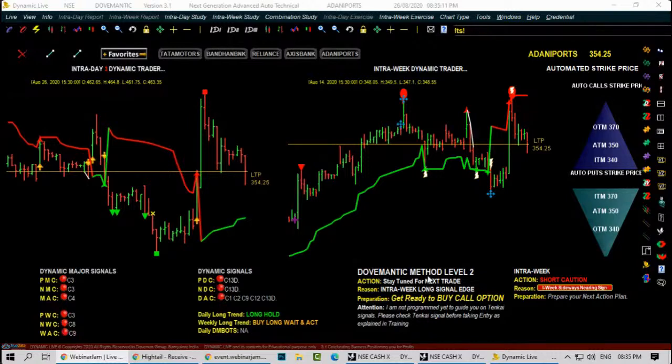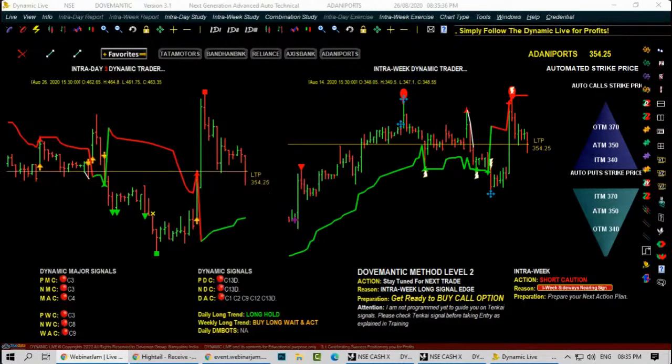So this is Adani Ports. You can see here the action is telling us stay tuned for the next trade. So there is no trade as of now, but the preparation is telling us get ready to buy a call option. So if the price manages to go beyond this intra-week long signal, only then it will ask you to buy a call option. But until then, there is no opportunity as of now. You have to wait.